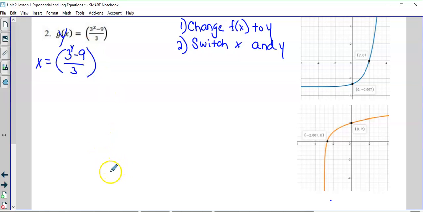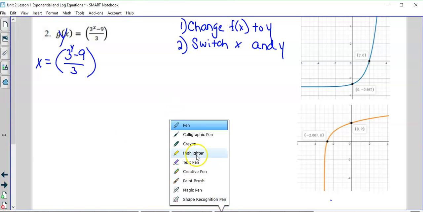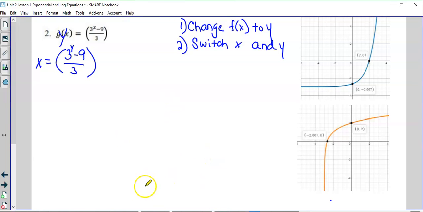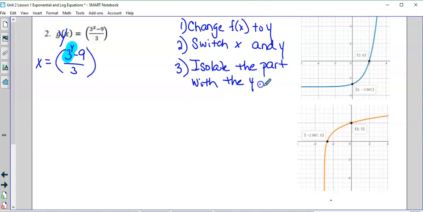Okay. Now what I'm going to do is I'm going to highlight the part that I need to get by itself, okay? And that is going to be this part right here, the 3 to the y. I need to get it by itself. Okay, so my next step, I'm going to write this too. Next step, isolate the part with the variable. Or let's say with the y, because there's more than one variable. There's an x too. So isolate the part with the y. All right, I'm going to take this out of parentheses. I'm going to get rid of these parentheses. I'm just going to erase them. I don't need them.